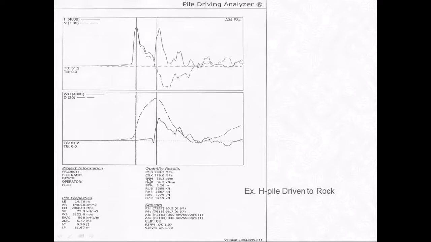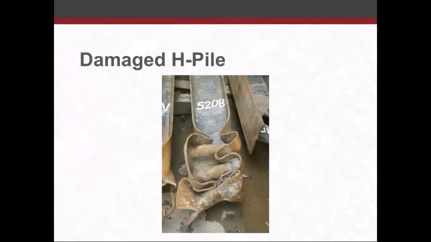One of the things I wanted to point out, the CSB, that's the compressive stresses at the bottom, and the CSX is the compressive stresses at the top. And so in this example, you can see the stresses at the bottom are actually higher than the stresses at the top of the pile because of the increase in force being driven into rock.